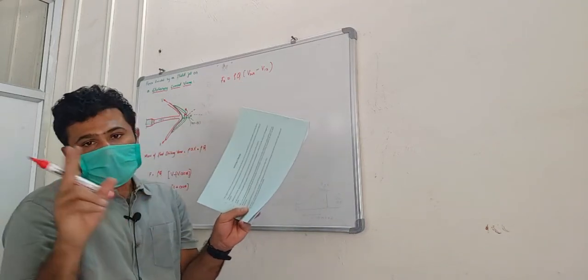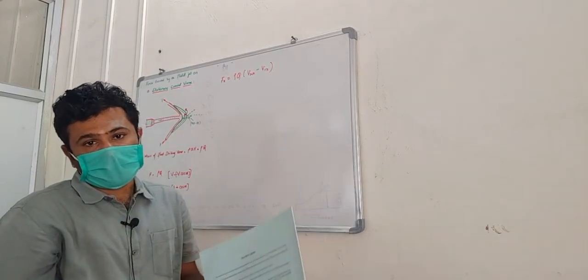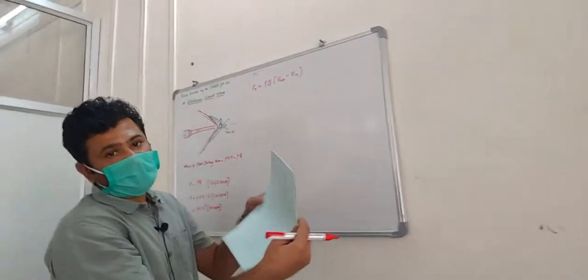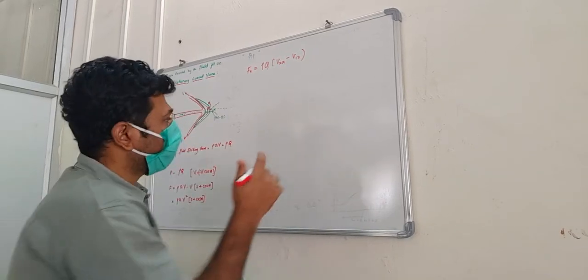Now there are two types of curved vanes. One is symmetrical curved vanes, the other one is unsymmetrical curved vanes. So first we will try to understand what symmetrical curved vanes are. Later we will try to understand what unsymmetrical curved vanes are.